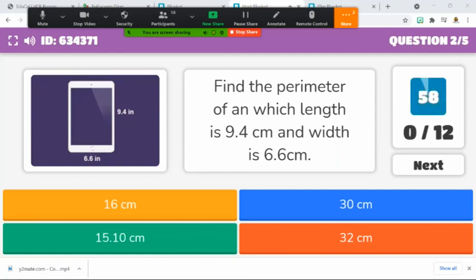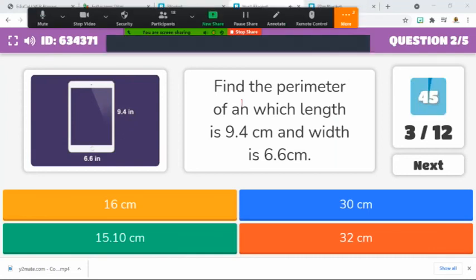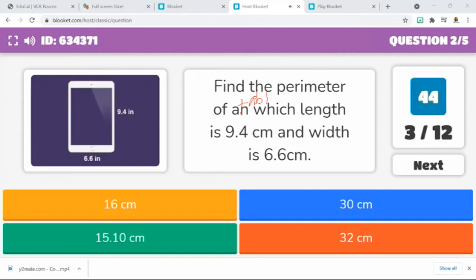Find the perimeter of a tablet, which length is 9.5. This is a tablet, okay? Oh, I get it. I thought teacher meter.